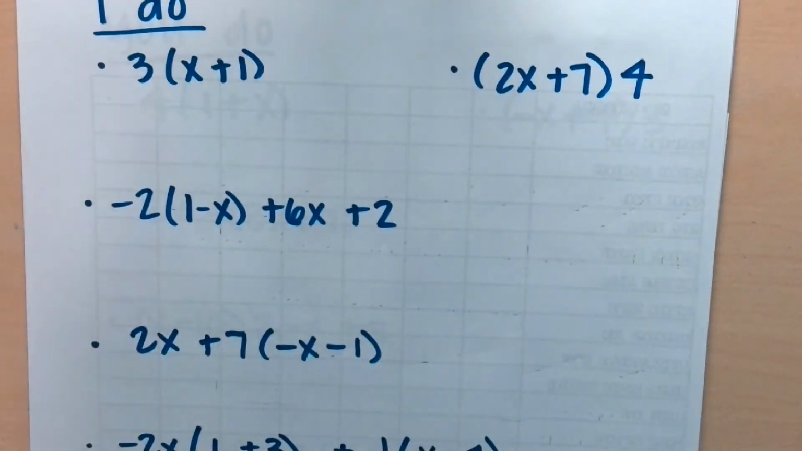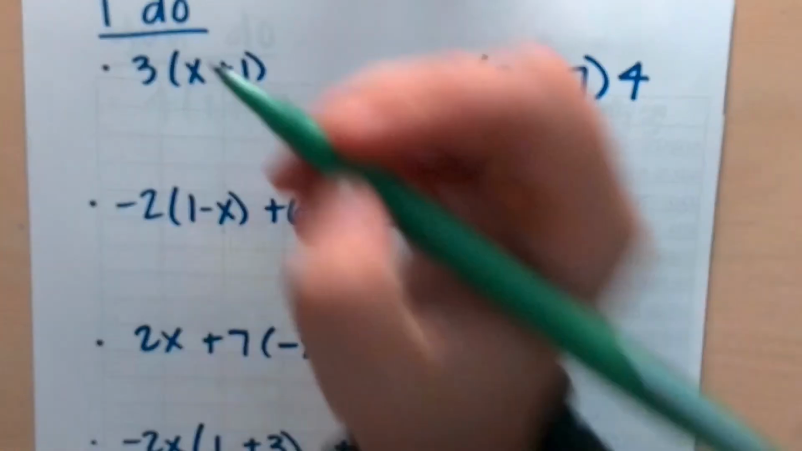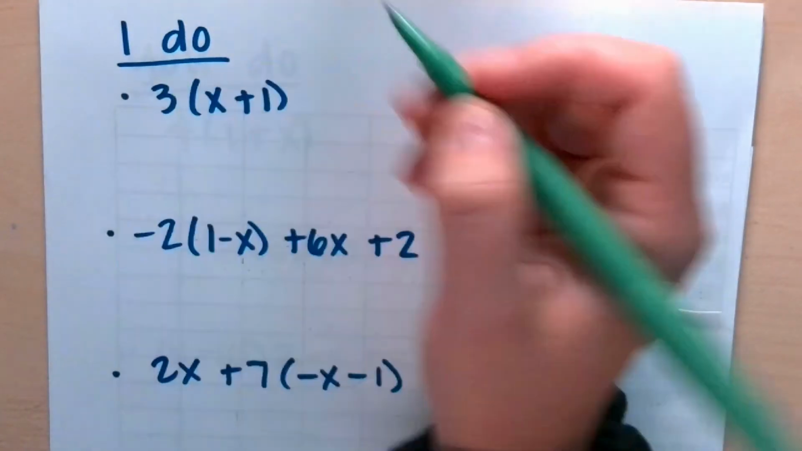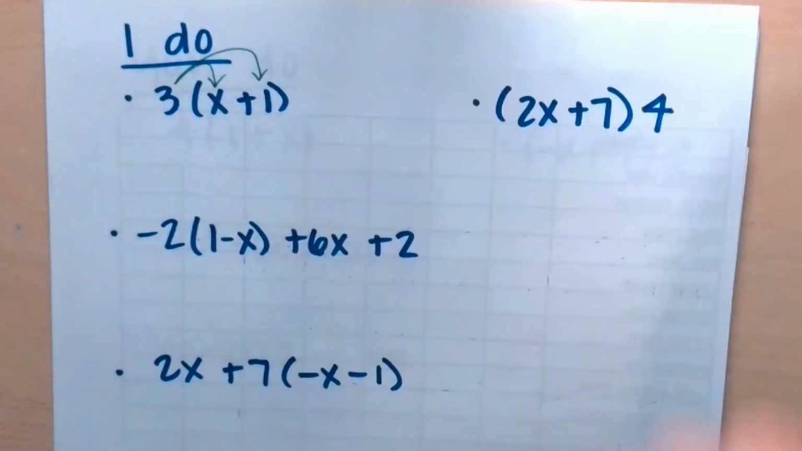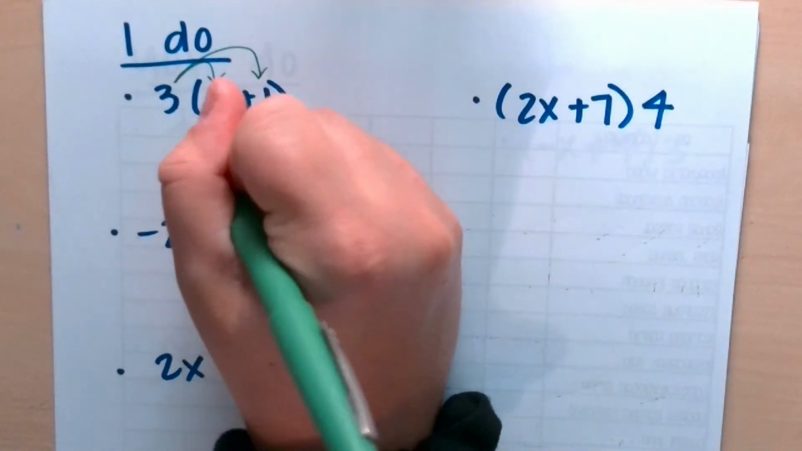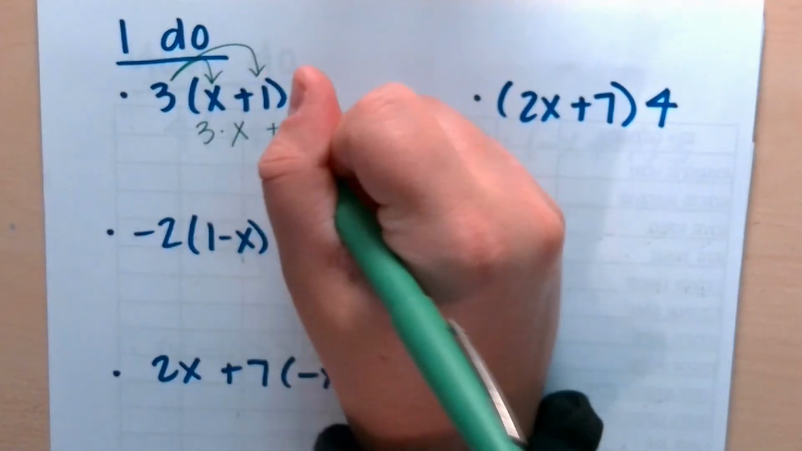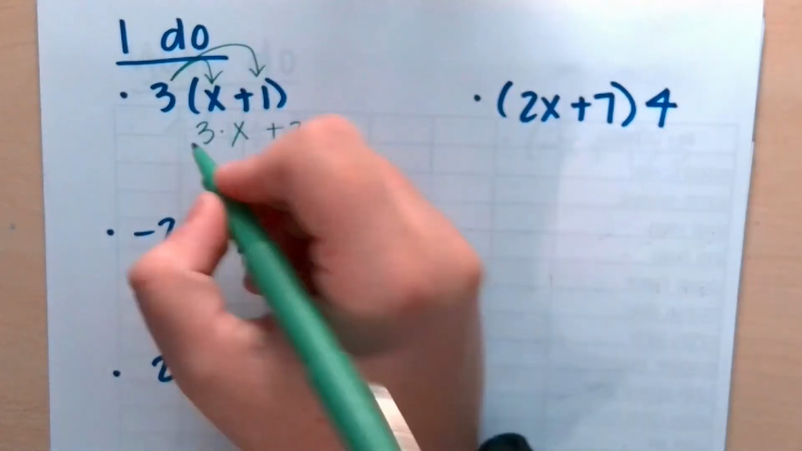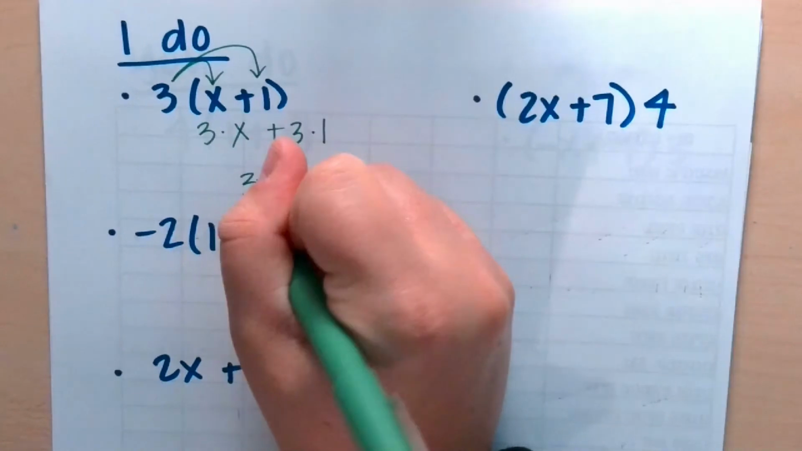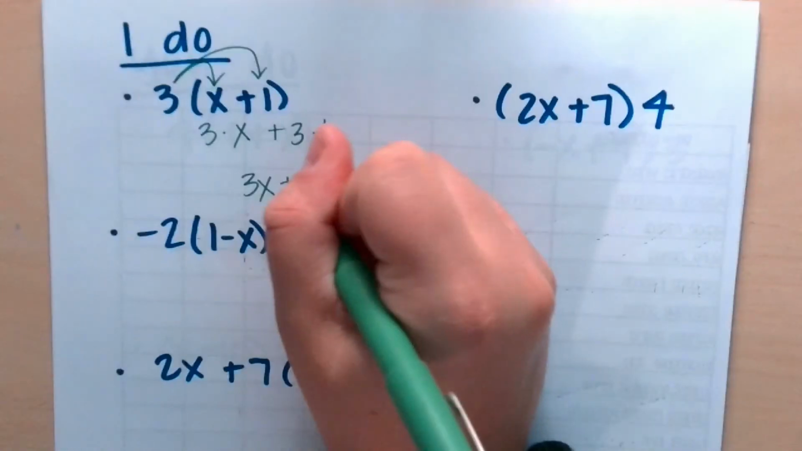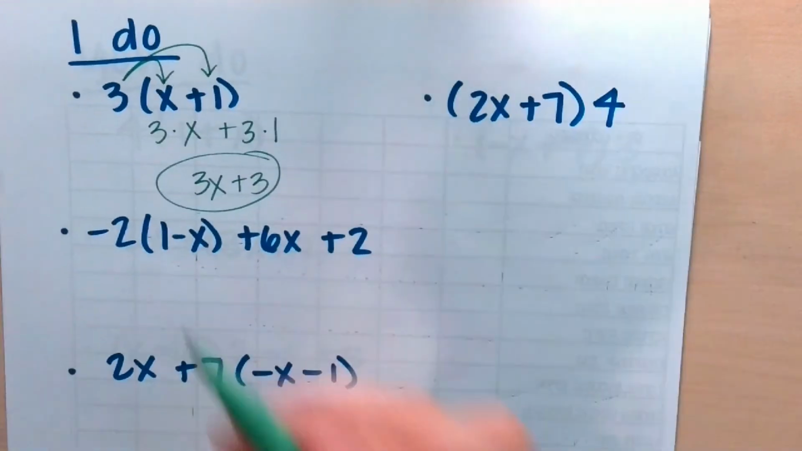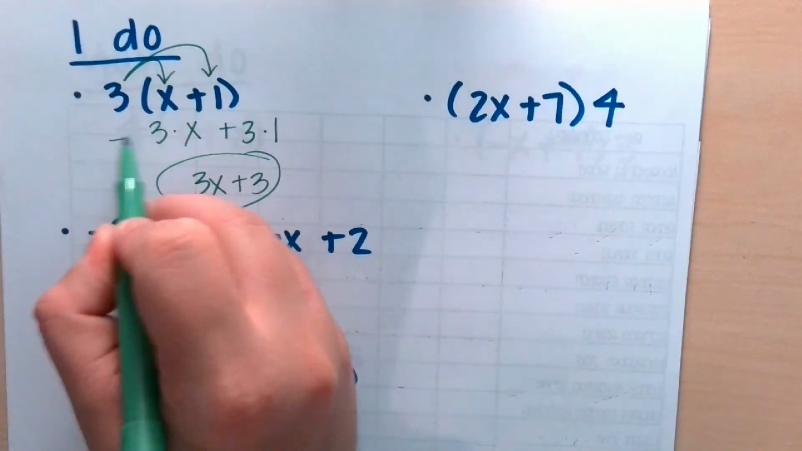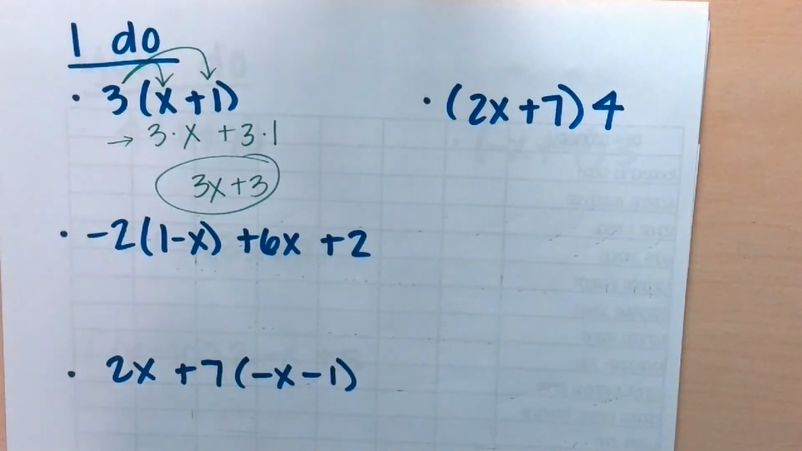So again, I love my colors, right? So when I distribute, I'm always going to do my arrows. We need to distribute the 3 to the x and to the 1. So we have 3 times x plus 3 times 1. 3 times x is just 3x, and 3 times 1 is just 3. So that is our answer. Also, you don't have to show this step right here. I'm just writing it out so it's extra clear where everything is coming from for right now, okay?